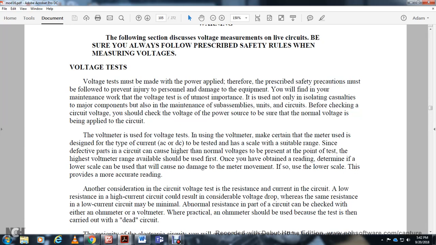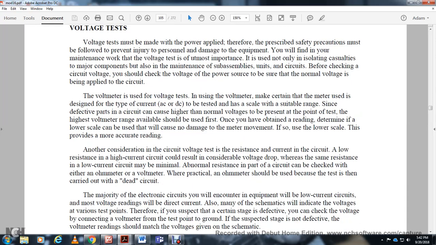Most important that you've not only been isolating casualties, but major component of the main if the top assembly of the unit with the circuit. Before checking with the unit with the circuit voltage, you should check with the voltage of the power source to be sure that the normal voltage is being applied with the circuit. Voltmeter, give the voltage test with the unit, the voltmeter, make the circuit with the meter with the unit, the design with the type of the current with the AC or the DC, with the highest scale with the suitable range of the defect of the circuit.